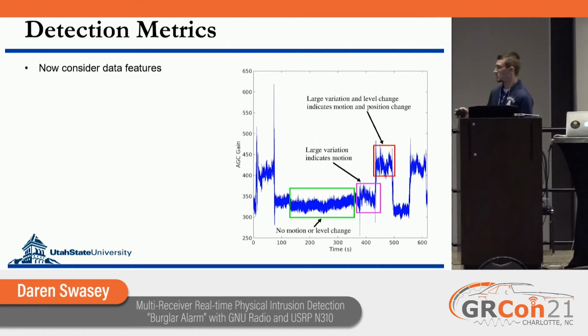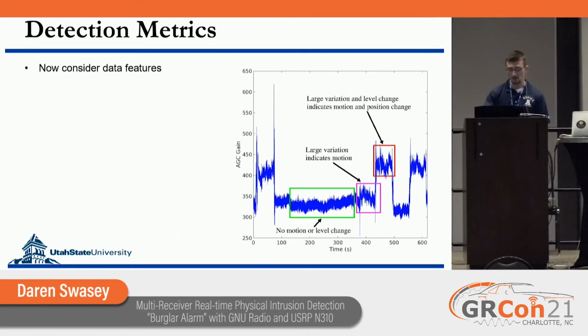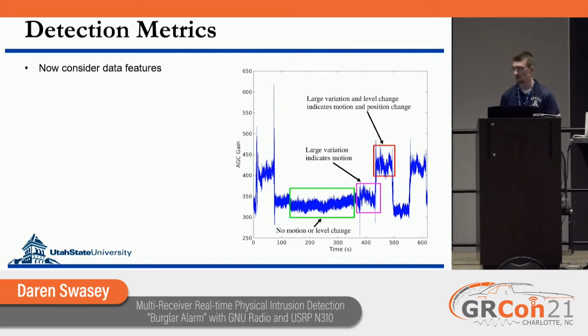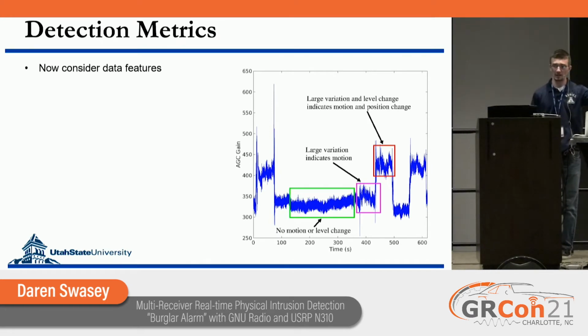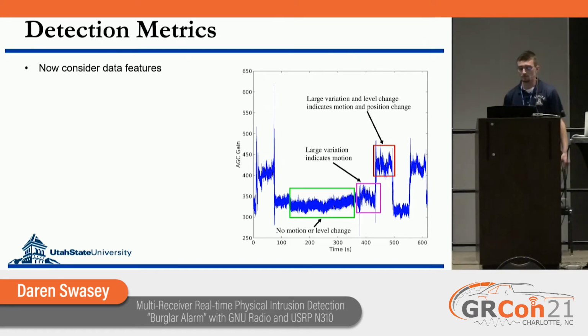So the 3 conditions you can see here, the first one in the green box is what I would consider the quiescent case. There's no movement, nobody seems to be there. And then there's the case in the purple box where there's noticeably more variation in the signal, which indicates to me that there's some movement. And then the third condition is in the red box, where there's a lot of variation and the gain went to a different level entirely, which indicates there's also some positional data that we can extract from this.